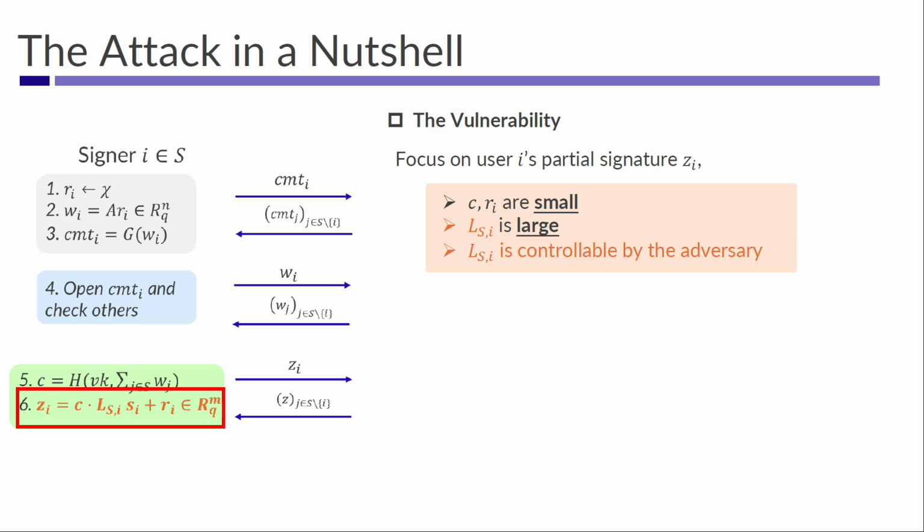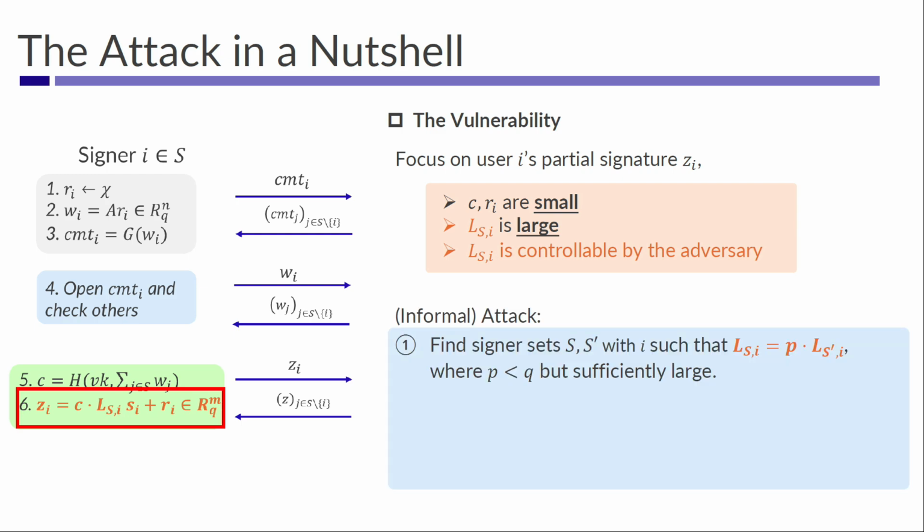So let's just focus on user i right now. So that's the response zi that a user provides. And the reason why it's going to be vulnerable is that this challenge c and these vectors ri are small, and the Lagrange coefficients are large, as I explained previously. And also the important part is that this Lagrange coefficient can be controlled by the adversary to some extent. So this is the informal attack that we can perform.